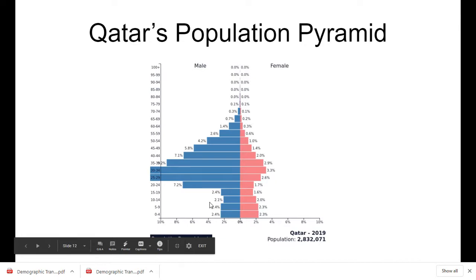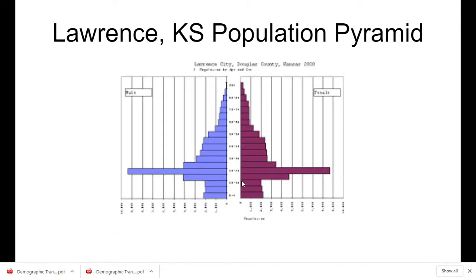Let me show you the next one. What is going on in Lawrence, Kansas, which again would be a pretty stable stage 4 pyramid, except something wacky's going on here in people in their 20s. Like, what is going on? Do you know anything about Lawrence, Kansas, where there would be twice as many people in their 20s? That's my clue. It's a college town. This is actually what a college town looks like. I bet if we pulled a population pyramid of Boulder right now, it would look something like that.